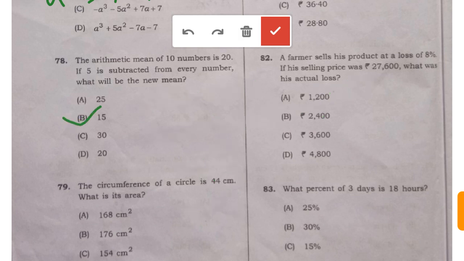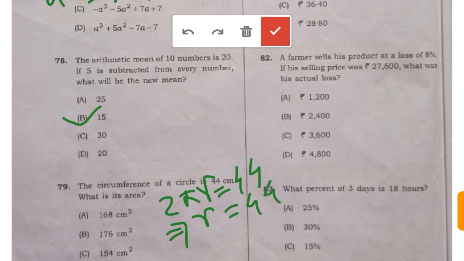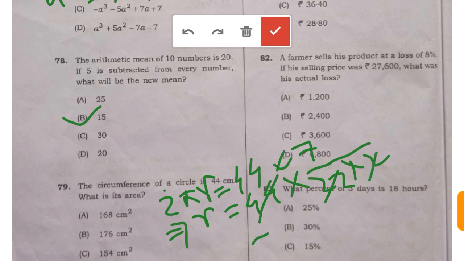The circumference of a circle is 44 centimeter. What is its area? The formula of circumference is equal to twice pi r. That means twice pi r is equal to 44. Here we have to find out r, then we can very easily find out the area. Here r will be 44 into 1 by pi, so 7 by 22 and into 1 by 2. From here it will come. Okay, now it will be 22 to 2, so r is equal to 7.